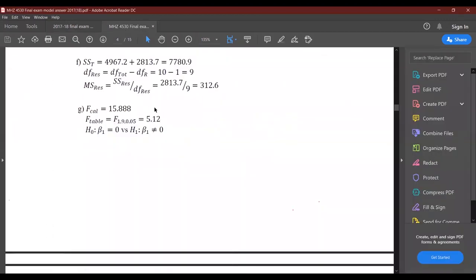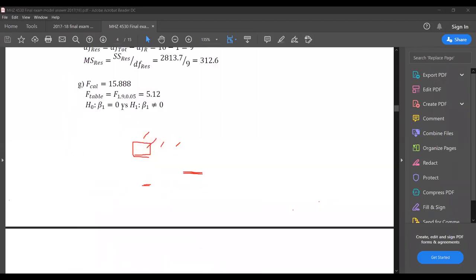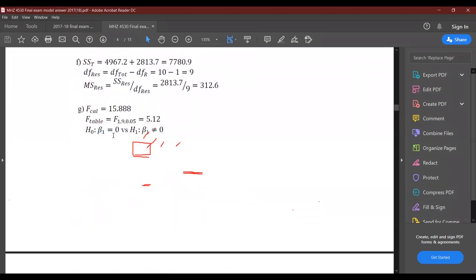This is the general pattern, and you have to keep this in mind. The value we got from the chart, 5.12, is marked here, and obviously the 15.881 is larger than this 5, so it lies in this right hand portion. At that time we reject the H naught hypothesis. What is the H naught hypothesis? That is beta 1 is equal to 0. This hypothesis is rejected. Just keep that in mind and you can answer this question.